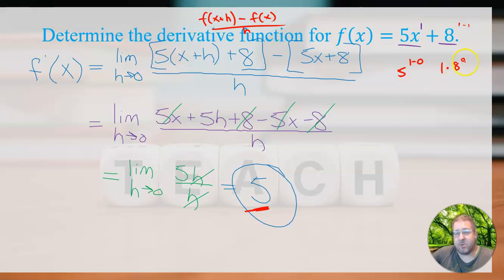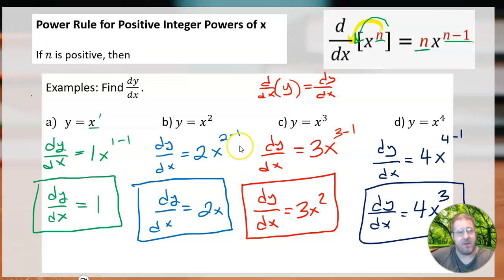And 8 to the 0th is really just 1. 1 times 1 is 1. 5 times 1 is still 5. So yeah, that works for that previous question.